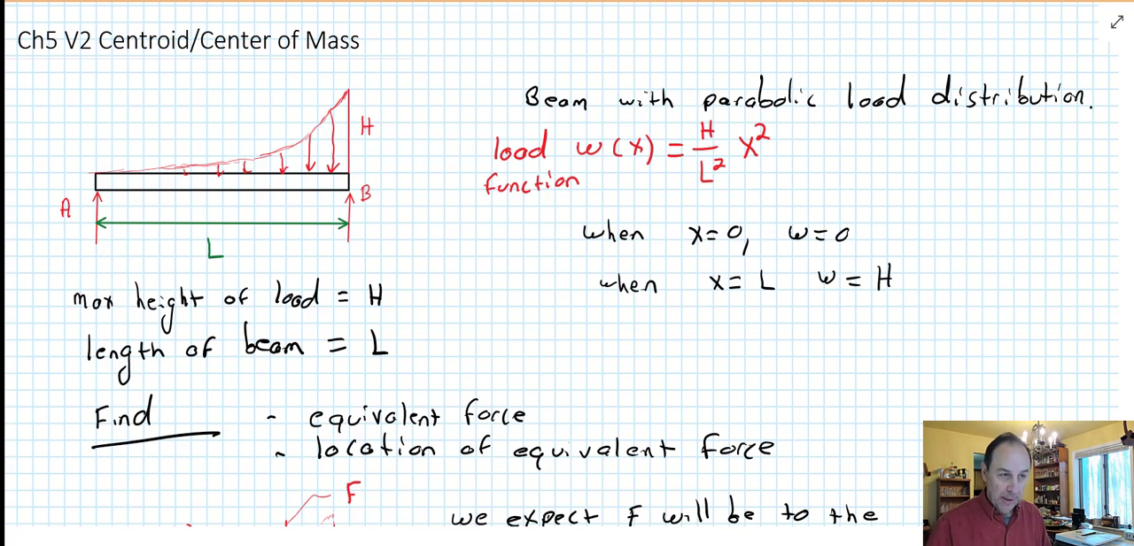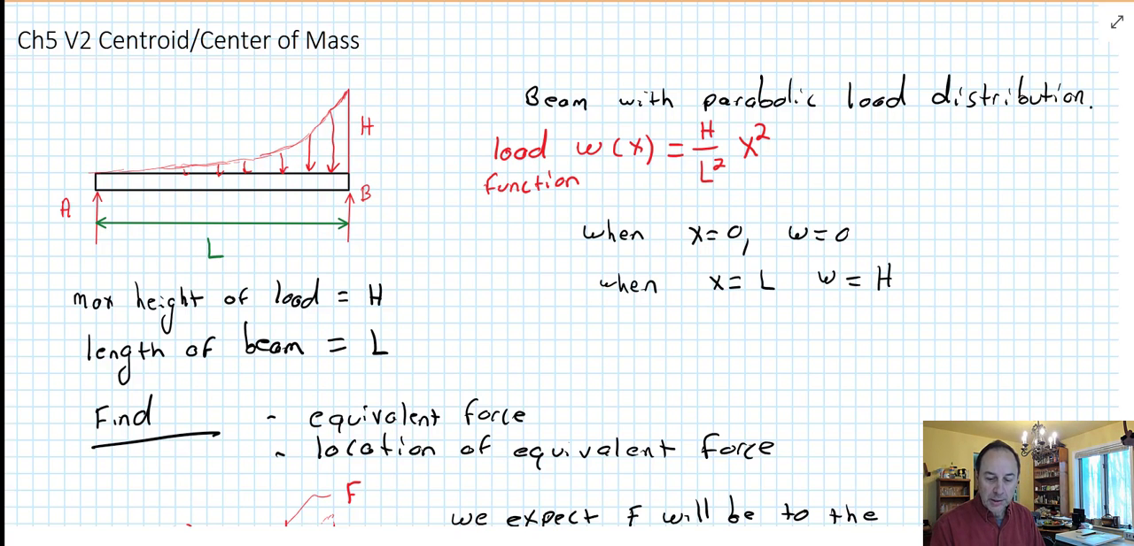What I have set up here is another beam problem with a distributed load. This time it's a parabolic load distribution. Think about a snow load on a roof that got piled up against, like it's a two-height roof, and it got piled up against one side of it.